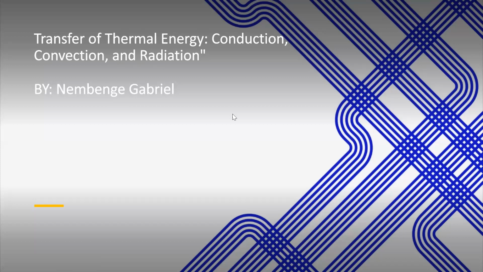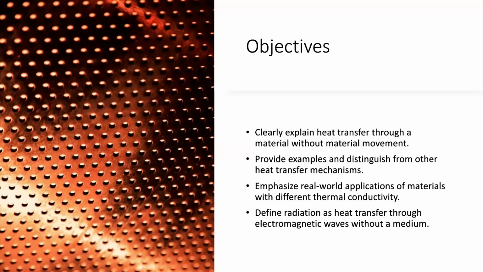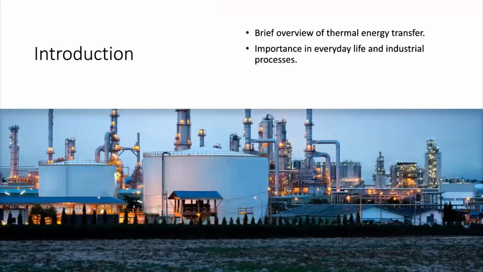So these are the objectives. By the end of this lesson, I expect you to be able to clearly explain heat transfer through a material without material movement, provide examples, distinguish it from other heat transfer mechanisms, emphasize real world applications of materials with different thermal conductivity, as well as define radiation as heat transfer through electromagnetic waves.